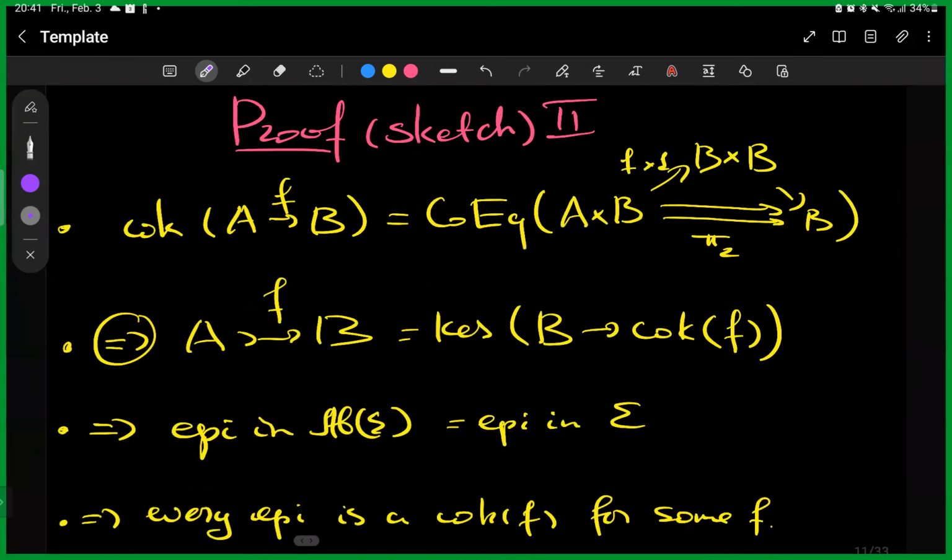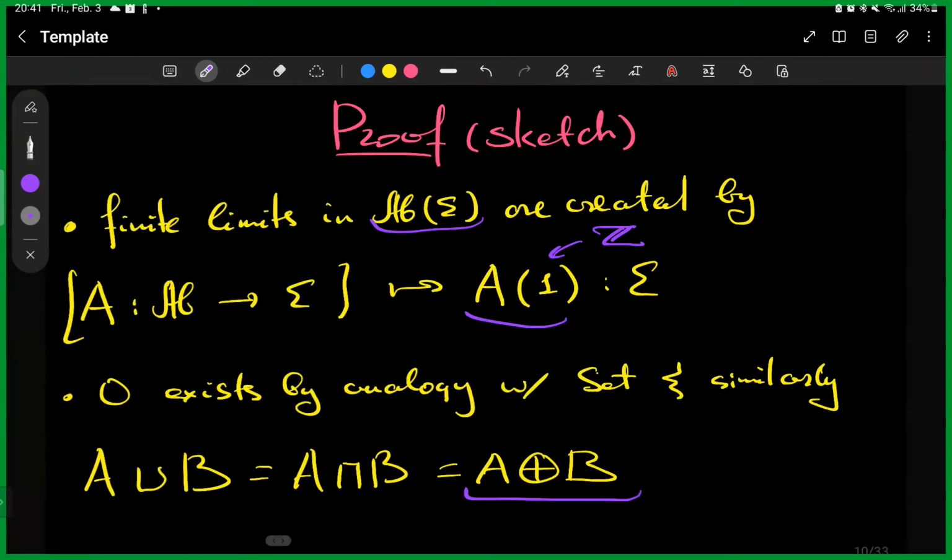Then another thing is, sorry. Yeah, sorry, could you recall? Can we, how can we create finite limits, with the help of this forgetful functor?